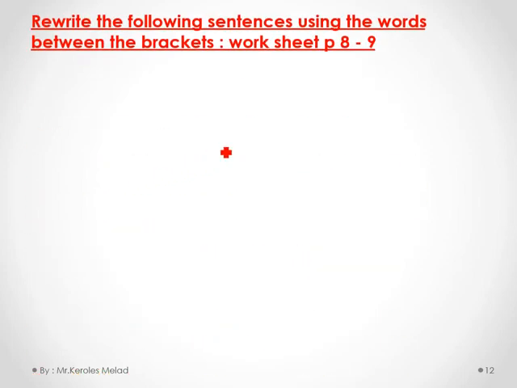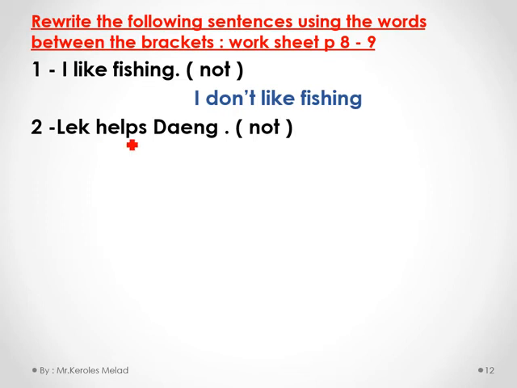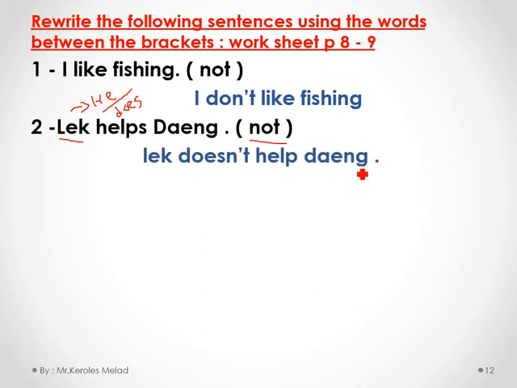Rewrite the following sentences using the words between brackets in the practice worksheet, page 8 and 9. Number 1. I like fishing, and here we want to put it in the negative form. It will be I don't like fishing. Number 2. Lick helps Ding, and we want to use not. Lick is equal to he, so we will use does. Okay, so we will say Lick doesn't help Ding.